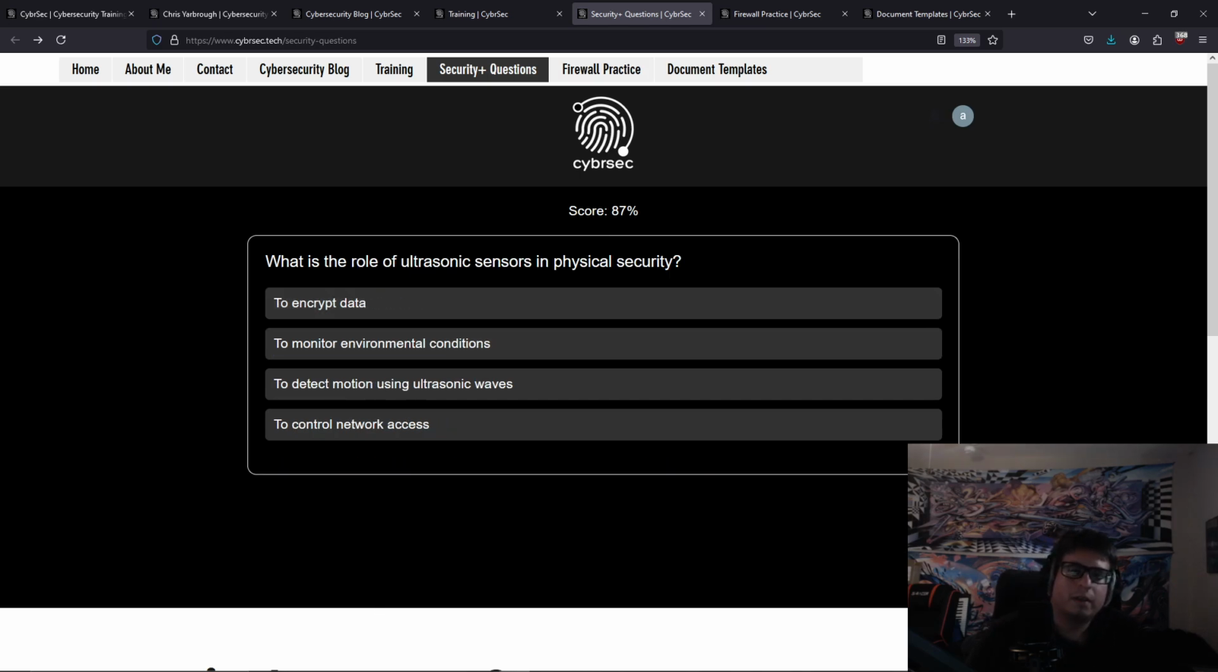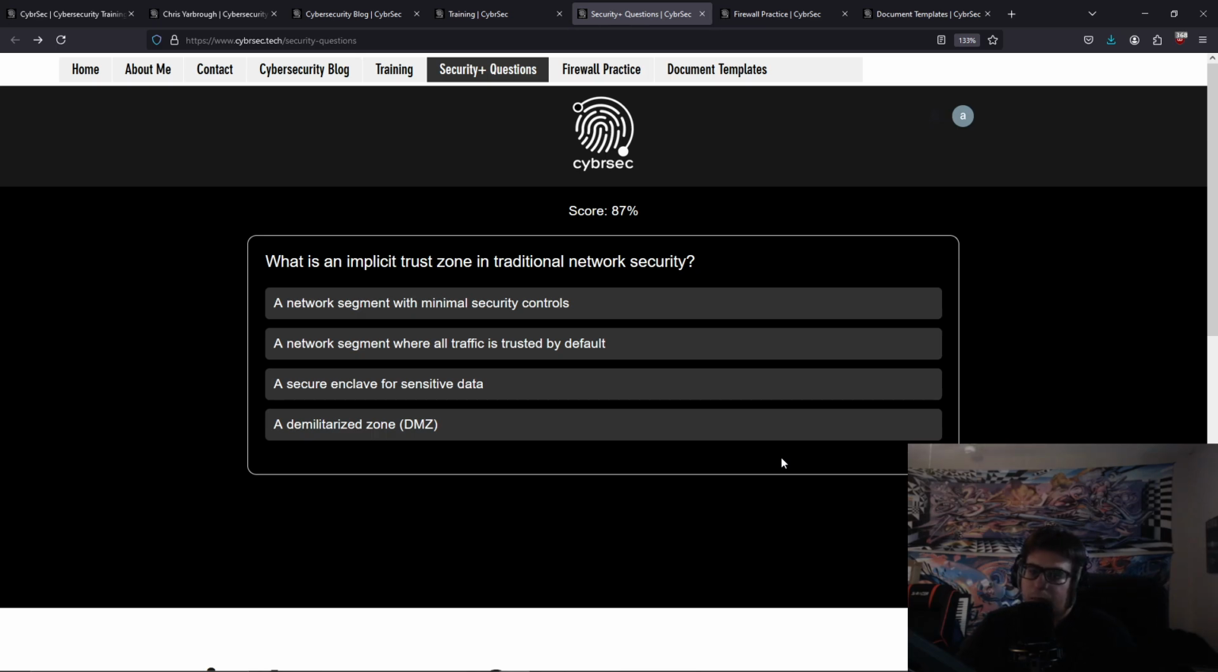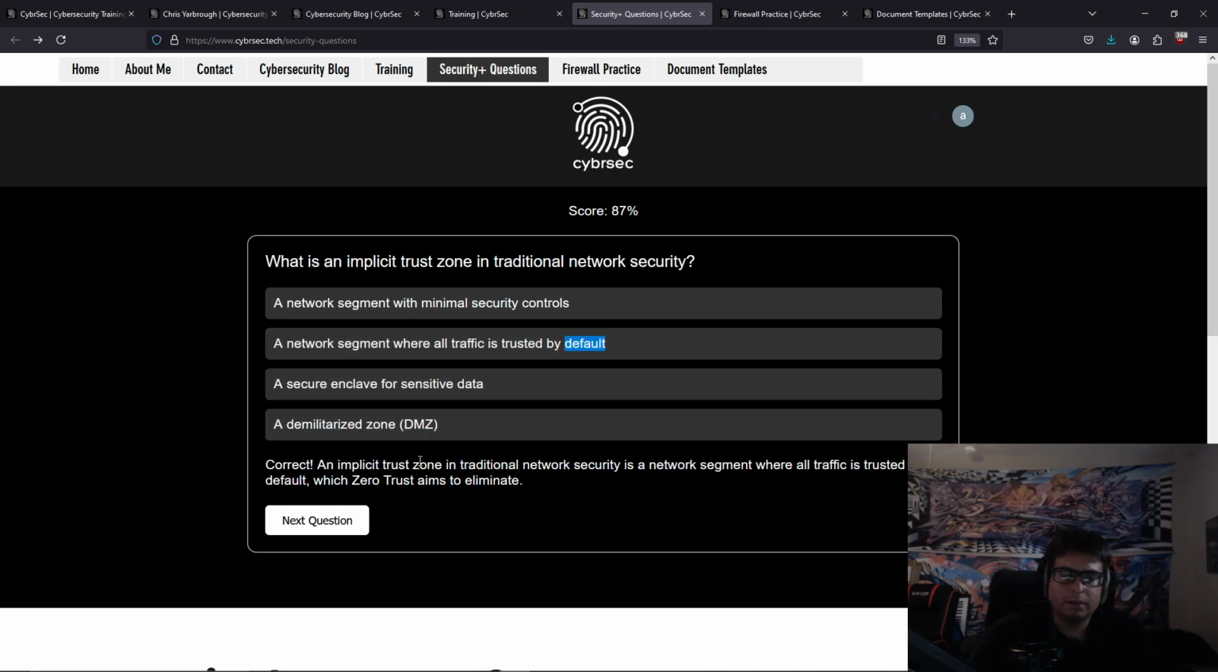Yep. What is the role of ultrasonic sensors in physical security? Sensors detect motion. Correct. What is an implicit trust zone in traditional network security? Implicit means understood, so all traffic is trusted. Implicit trust. Correct.